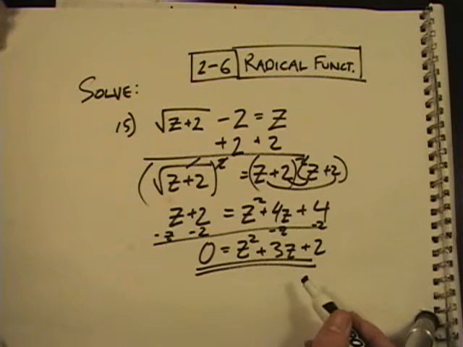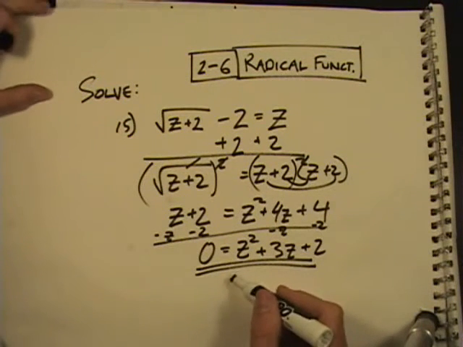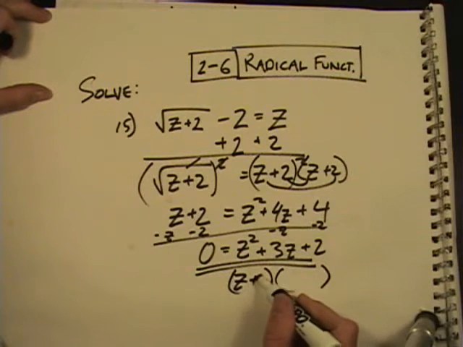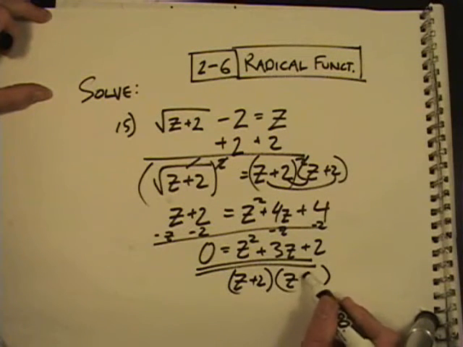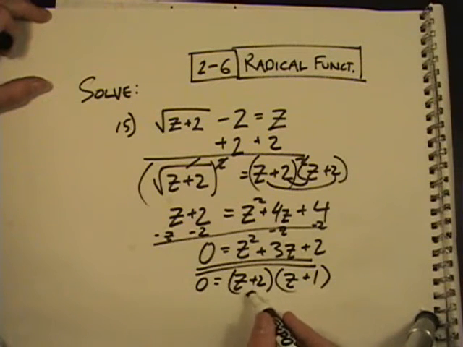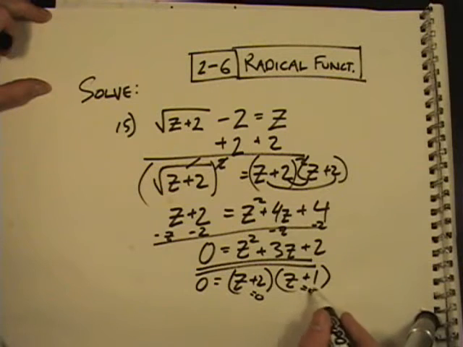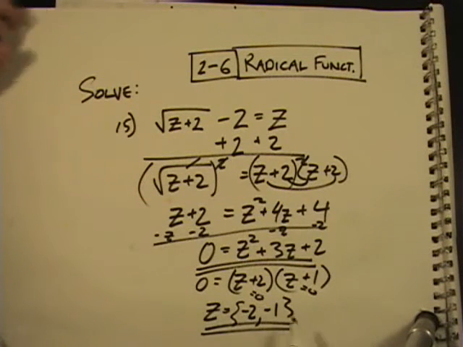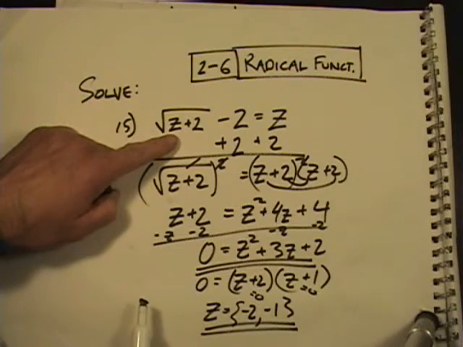Well, you've got quad form on your calculator, so you can pop it in there, or you can see that it factors very easily to be z plus 2 and z plus 1. So my solutions then to be equal to 0 are when this is equal to 0 and when this is equal to 0, and that's going to happen when z is negative 2 and negative 1. So there are my solutions, but I want to pop them back in up here and see if in fact that works out.